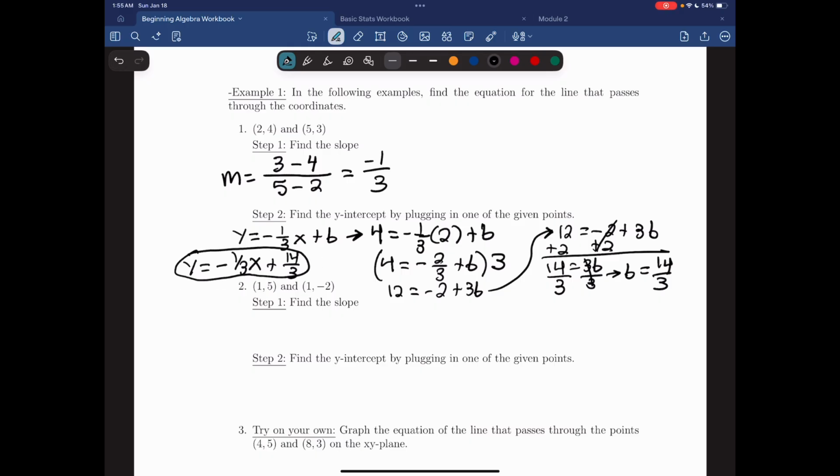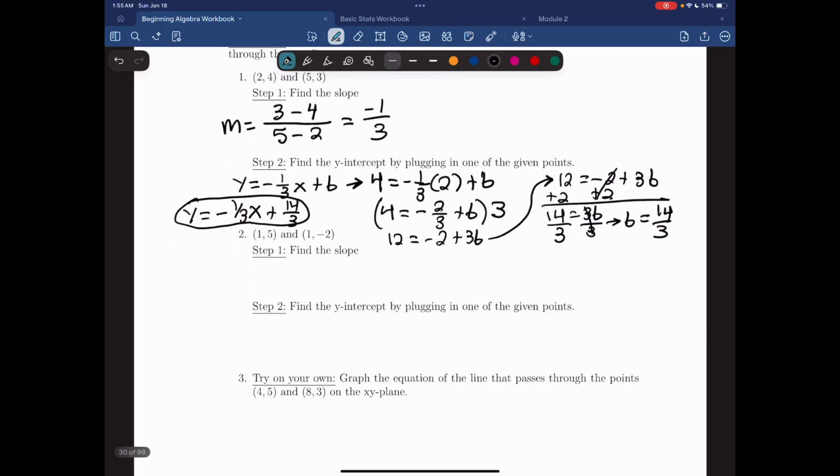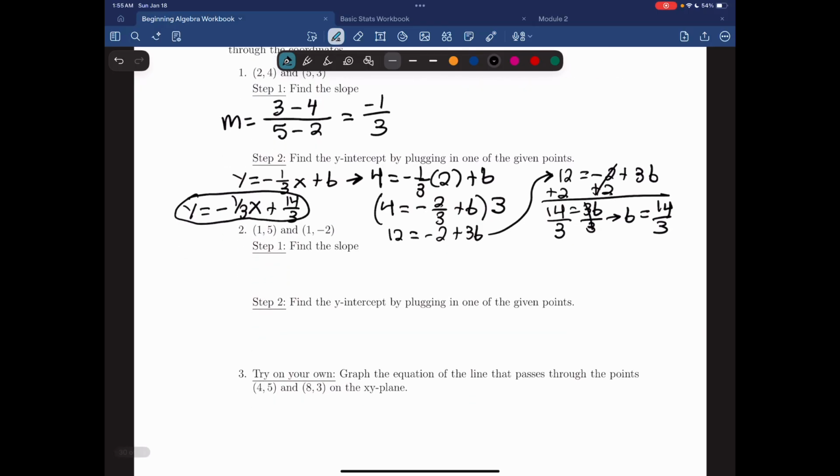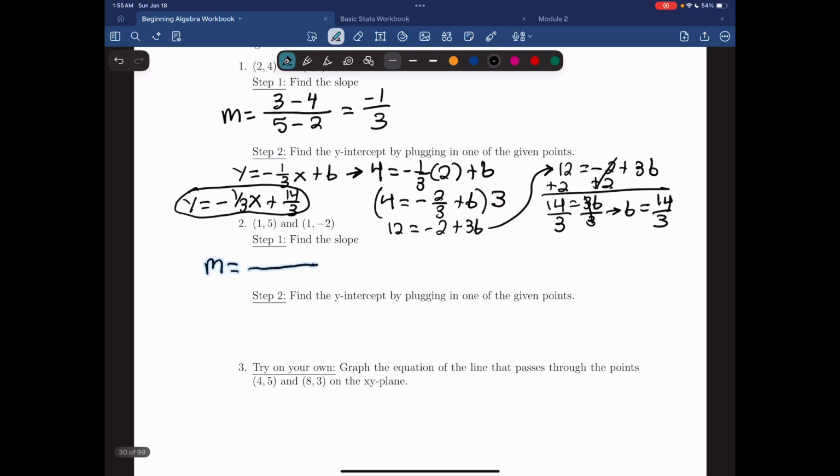Looking at example number 2, we have the points 1, 5 and 1, -2. I encourage you to actually pause the video and find the slope on your own. And assuming you have found the slope, let's go through it. We're going to take -2 minus 5, the difference of our y values, and divide it by the difference of our x values, 1 minus 1. Well, -2 minus 5, that's -7. 1 minus 1 is 0.